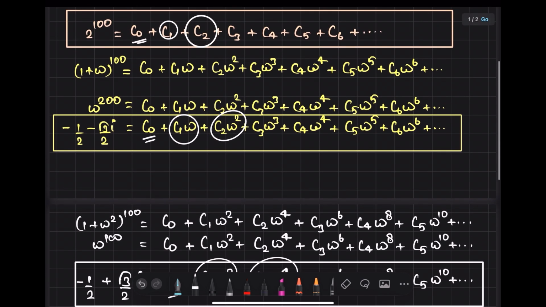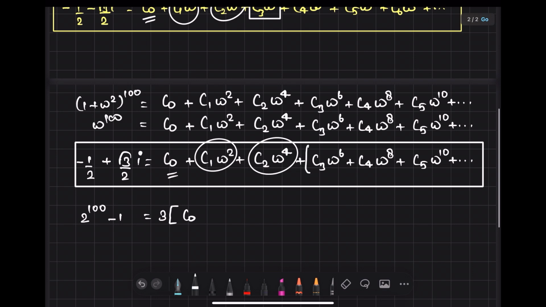Now focus on C3. So this is your C3. Then this is your C3, since omega cube is 1. Then this is your C3, omega cube power 2 is also omega cube, 1, right? So it is 3 times C3. Similarly you will have C6, similarly you will have C9, C12, and dot dot dot.